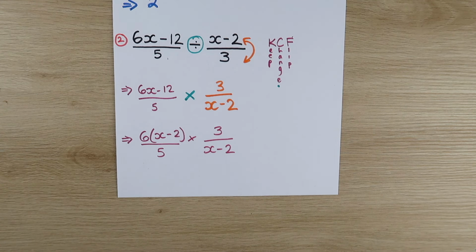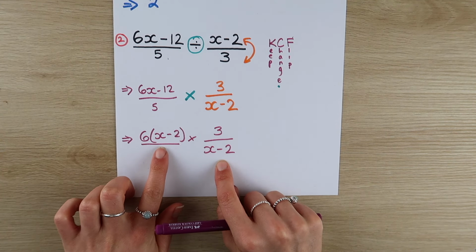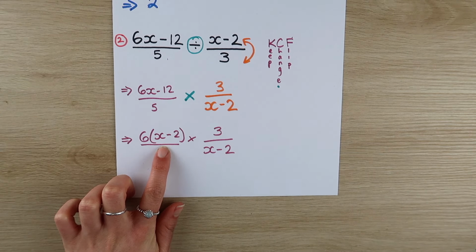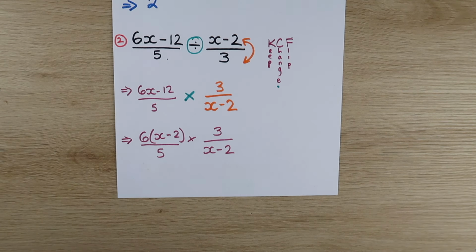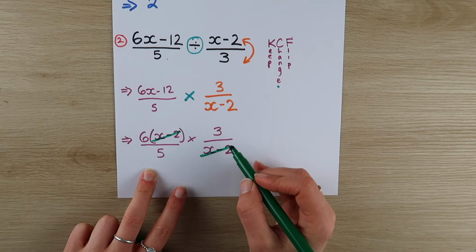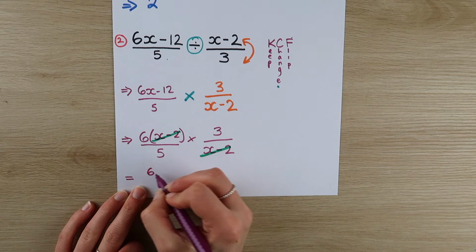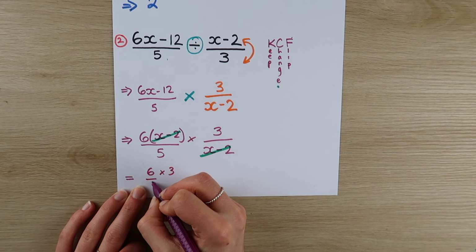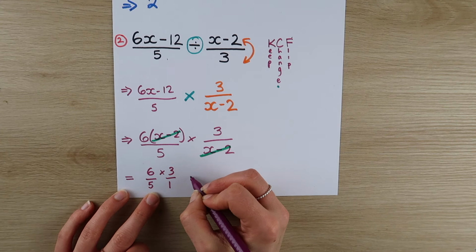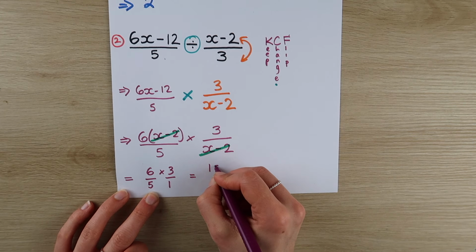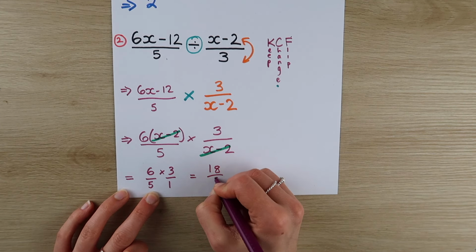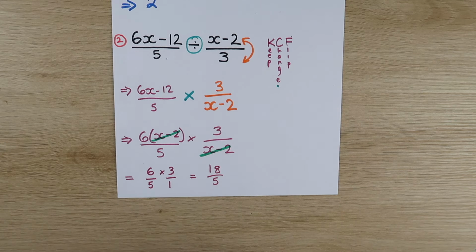Now you'll notice that we can cross cancel these two because they are the same. And I am left with 6 times 3, which equals 18 over 5. And I cannot simplify that any further. So as you can see, multiplying and dividing fractions is very similar to what we would do with regular fractions.